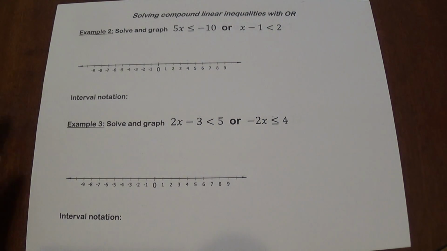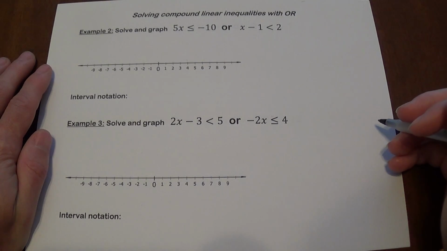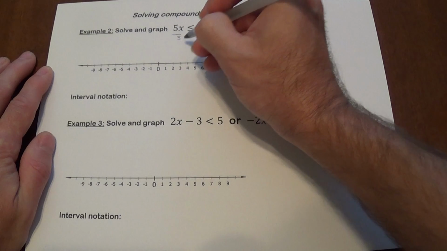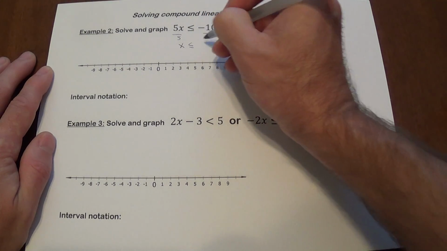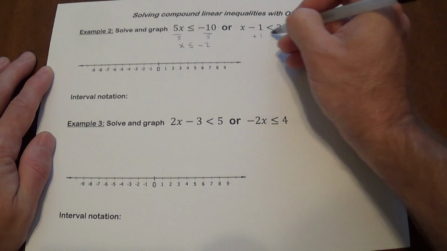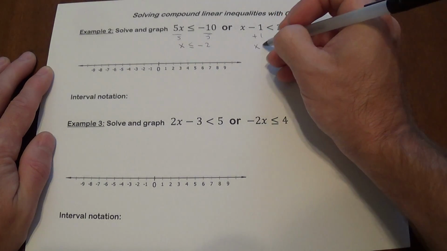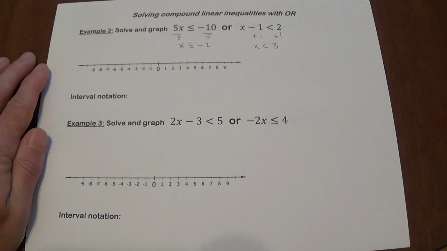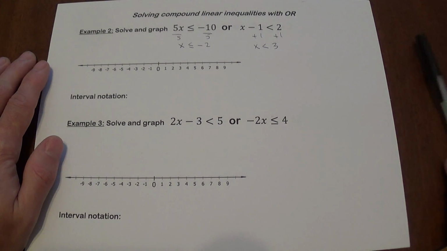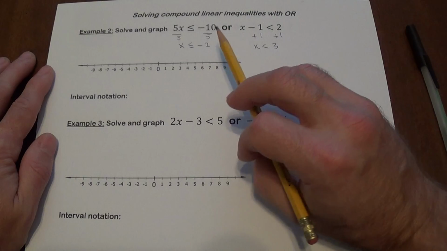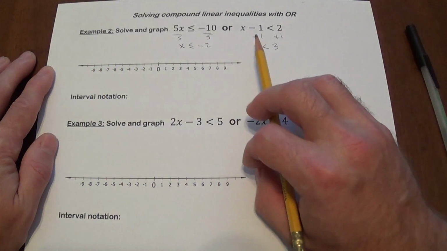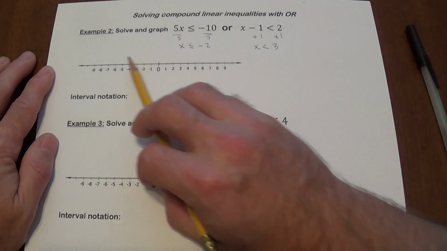So again, we're using very basic inequalities here. So we divide by 5. That's going to give us x is less than or equal to -2. And here we're going to add 1. And x is going to be less than 3. Okay, so here's what we have here. We have inequalities that are going to end up going in the same direction. The one on the left here is going to go from -2 to the left. And the one on the right here is going to go from 3 to the left.